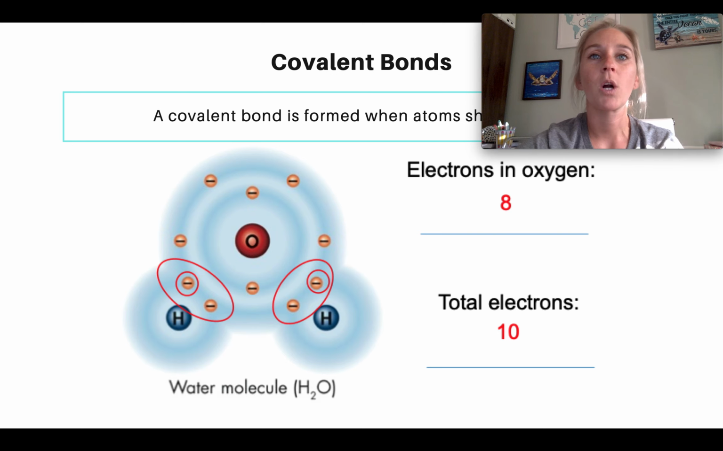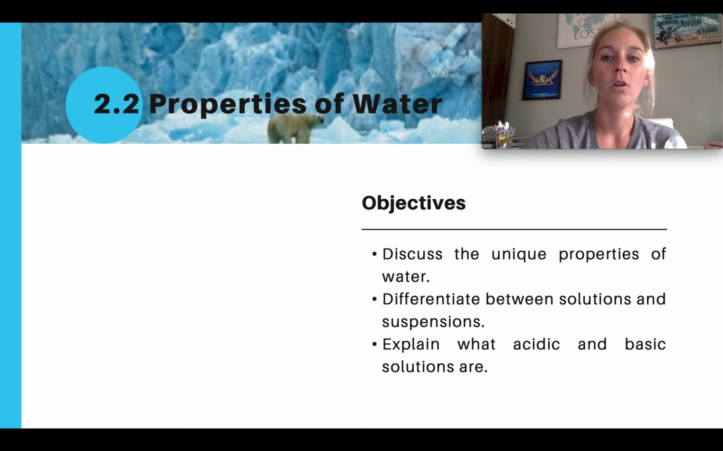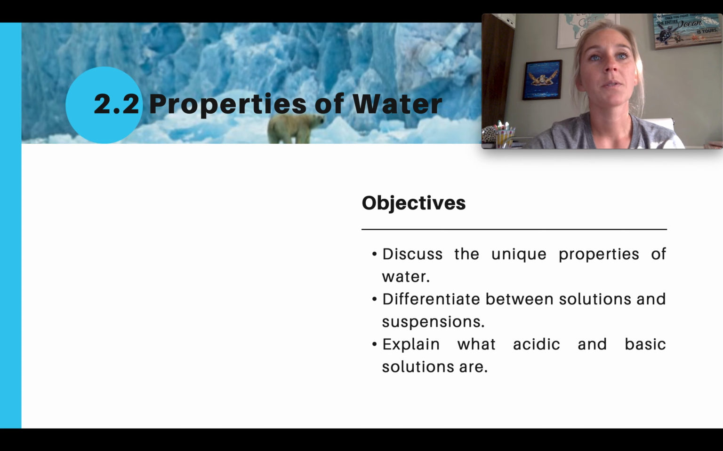Ionic bonds can be summarized kind of as like opposites attract, like magnets. Covalent bonds are like 2 people sharing an umbrella. All right, so section 2 is a little bit on properties of water.